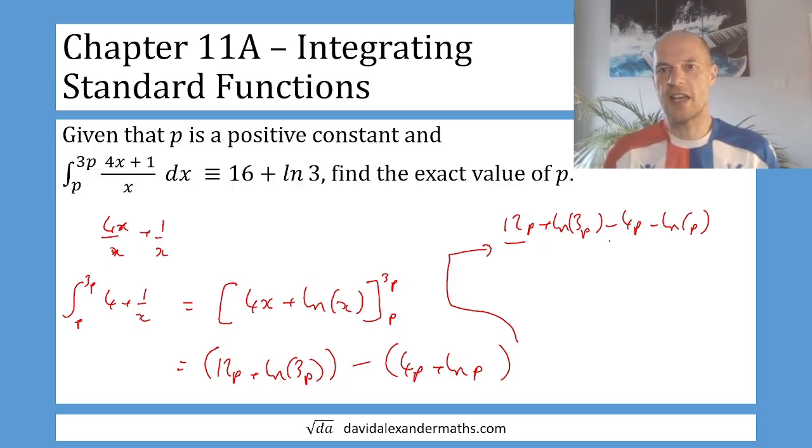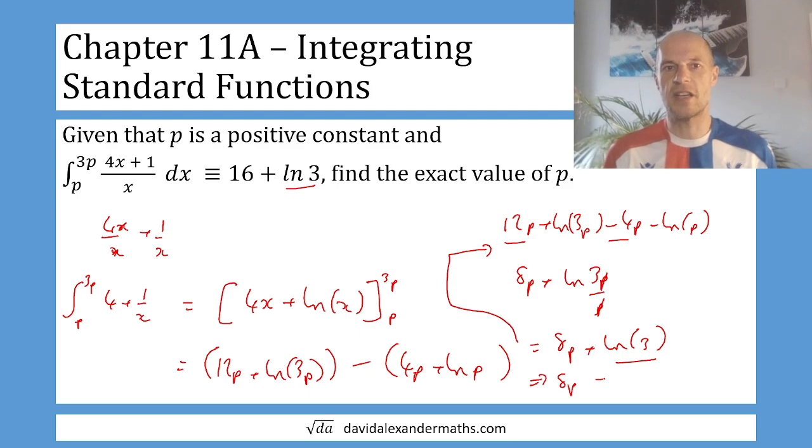So 12p take away 4p is 8p, plus the ln of 3p minus the ln of p. And when we are subtracting one log from another, we can write it as one combined log. And because here we are subtracting one from another, when we combine it, that will be a division. So ln of 3p over p. And that is the same as 8p plus ln 3, because these p's can cancel. Okay, so we've got the ln 3. That's nice.